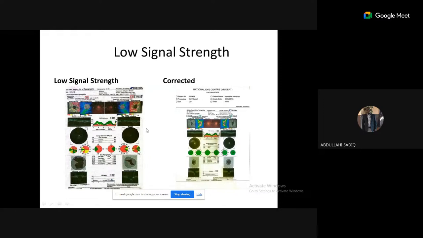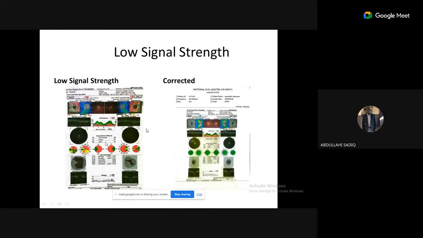But now I ask them to dilate the patient a little bit and repeat the scan. And now this is what I'm getting. You can see this is with a low signal strength of 32. I remember I told you, you can see this is green, green. This is red, red. So the machine itself will tell you; once you see red, it's alarming you. This is poor signal strength.